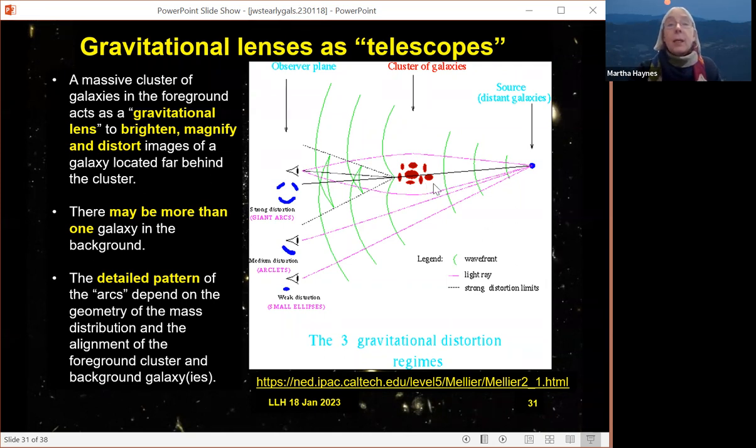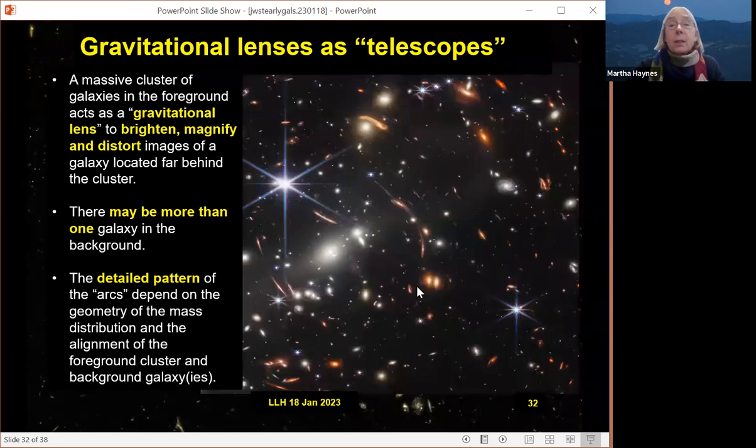located in the background. It's also often true that there's not just one object in the background. There could be many different galaxies in the background that are affected by this foreground cluster of galaxies. And so the detailed pattern of the arcs that we see in the image here is caused by the fact that we have a mass distribution in the foreground, which isn't just a simple lens. It's got all these big galaxies in it. It's like a lumpy lens, a funny house lens.